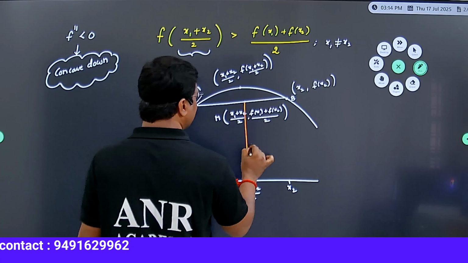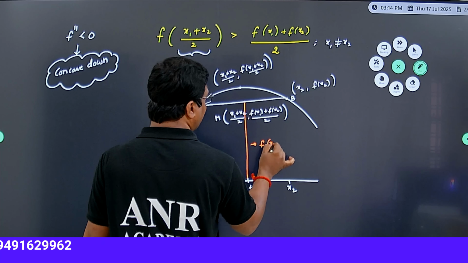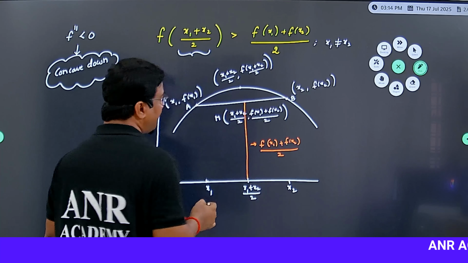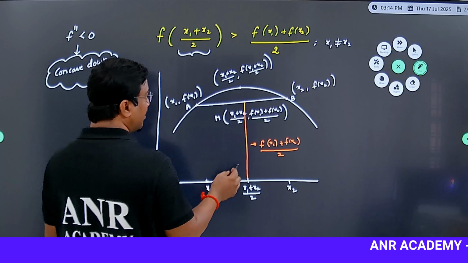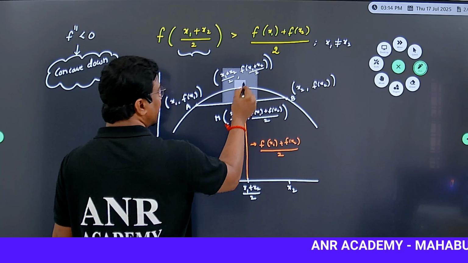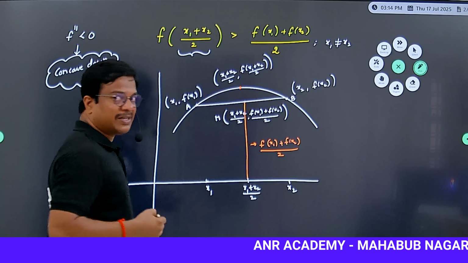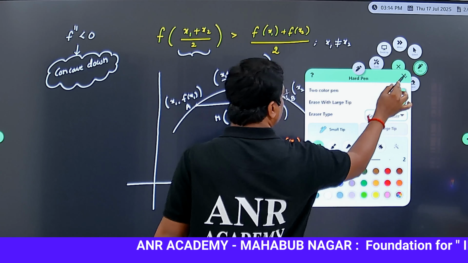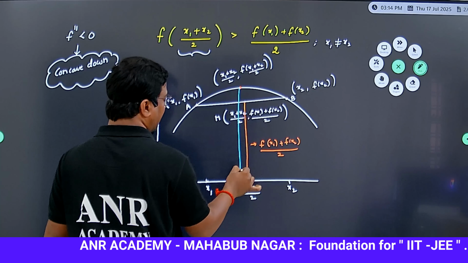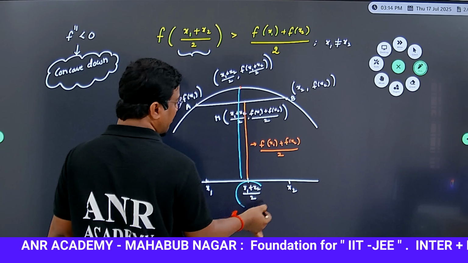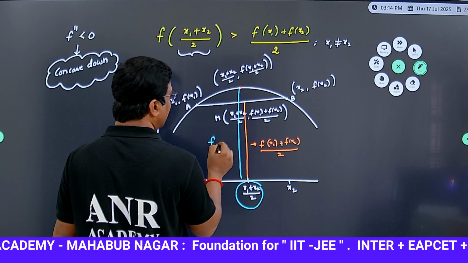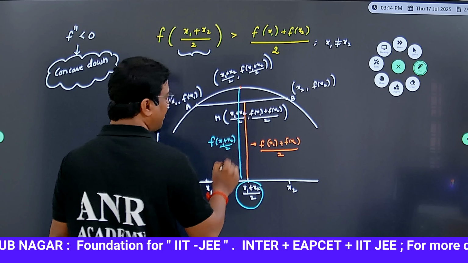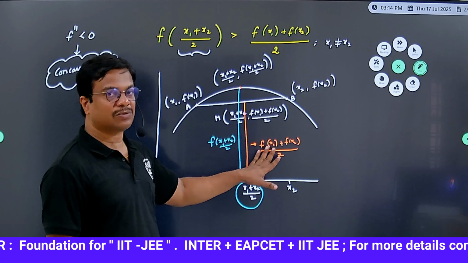This height is clearly [f(x1) + f(x2)]/2. And here, since its y coordinate is f((x1 + x2)/2), that is the height on the function at the same point (x1 + x2)/2, so that f((x1 + x2)/2). Let us observe the relation between these two.